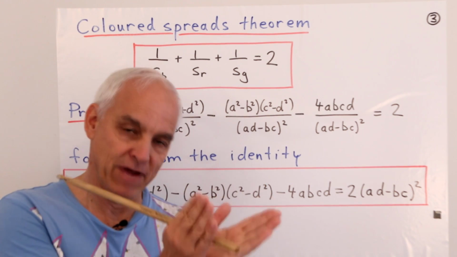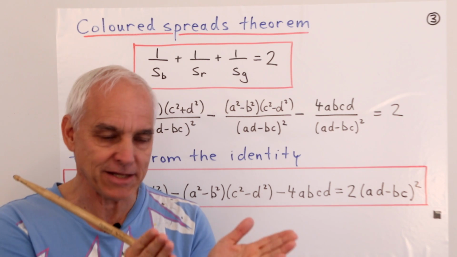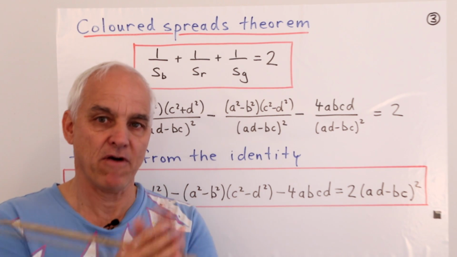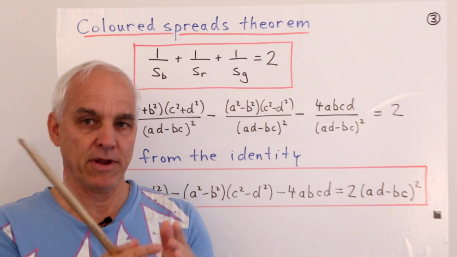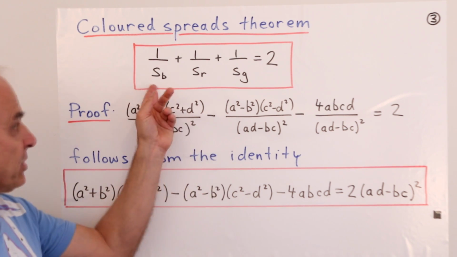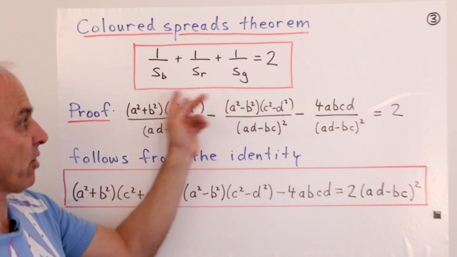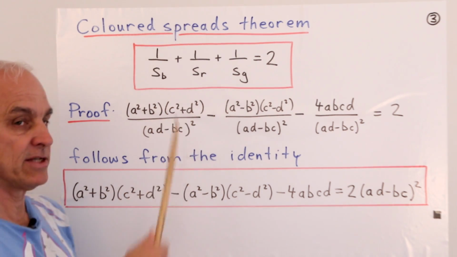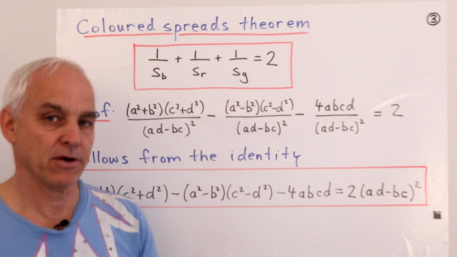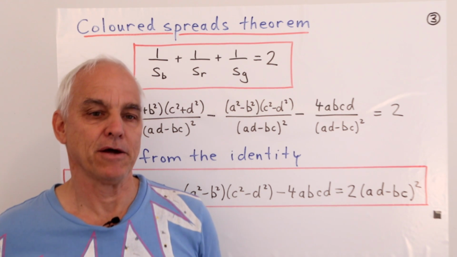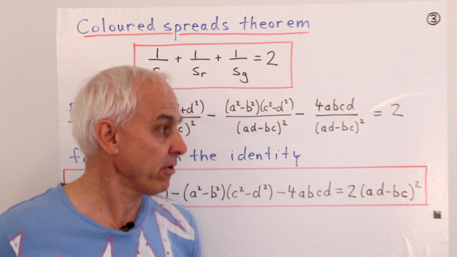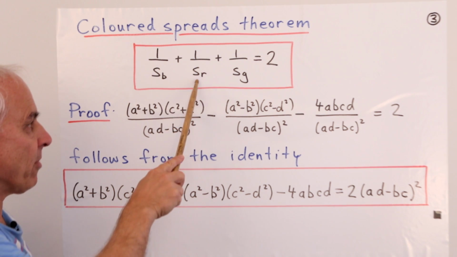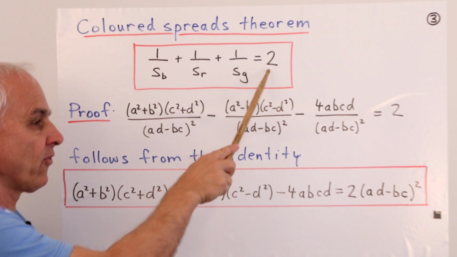So if we fix two vectors, v and u, let's say, then we have three possible spreads that measure how far apart they are. The blue one, the red one, and the green one. And these three numbers, s sub b, s sub r, and s sub g, are related by this formula. We'll call it the colored spreads theorem. It appeared for the first time in my Mathematical Intelligencer paper. It says 1 over s sub b plus 1 over s sub r plus 1 over s sub g equals 2.